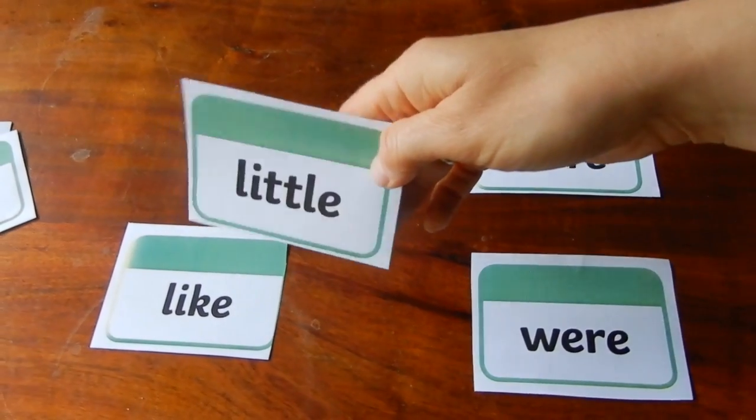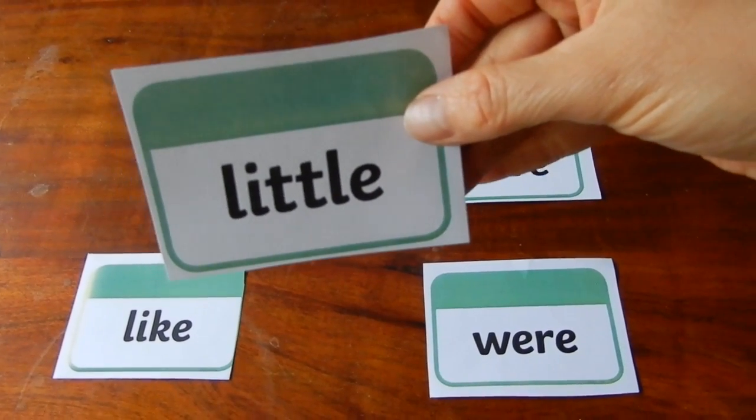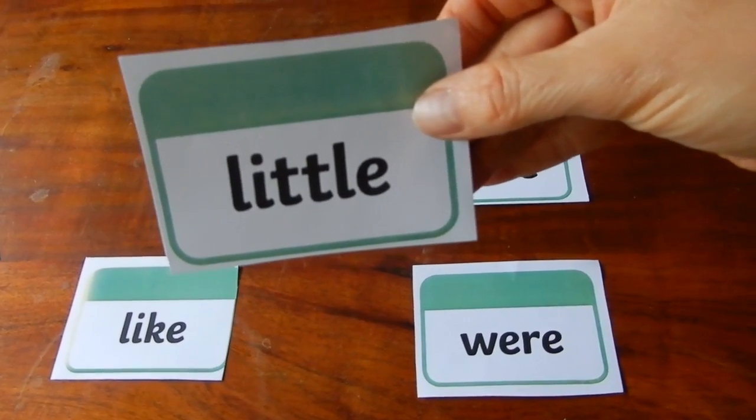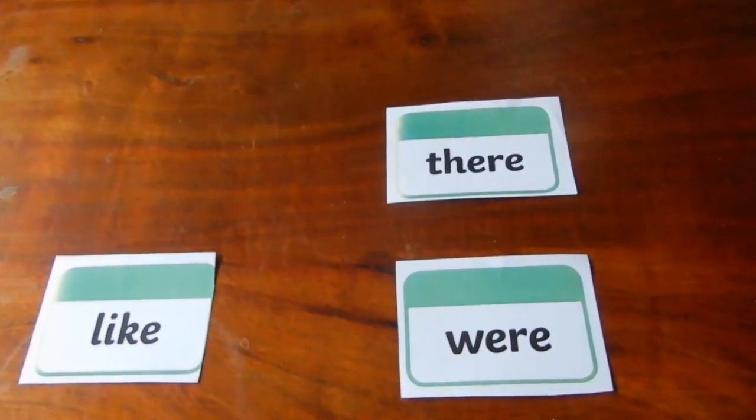So little. Maybe we could do a sentence of little. What do you think? You could yell one out to the screen. My one's going to be, Mary had a little lamb. Right, let's have a look at these.